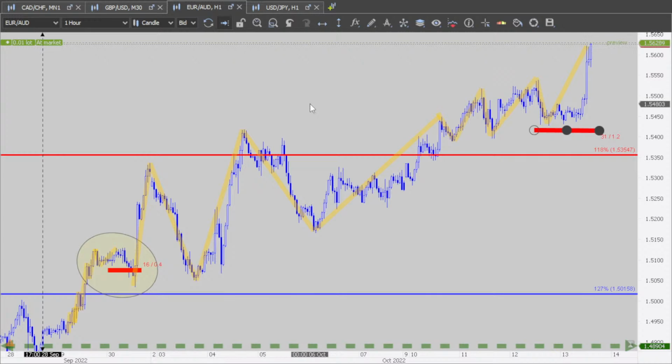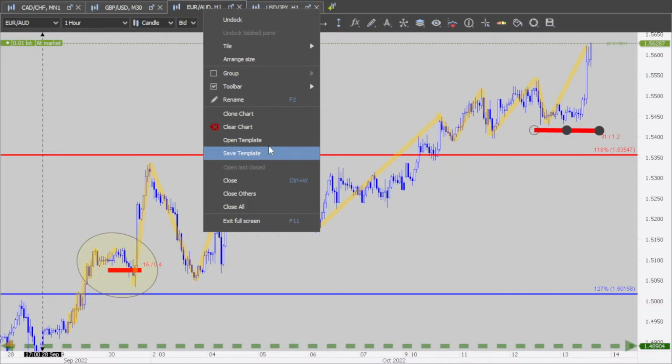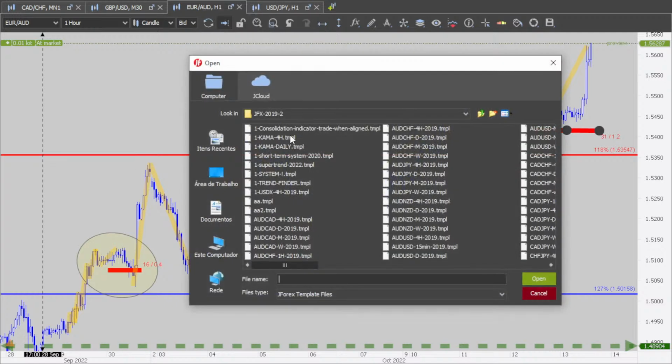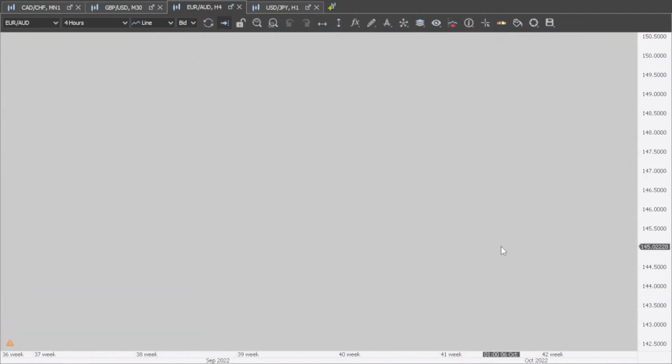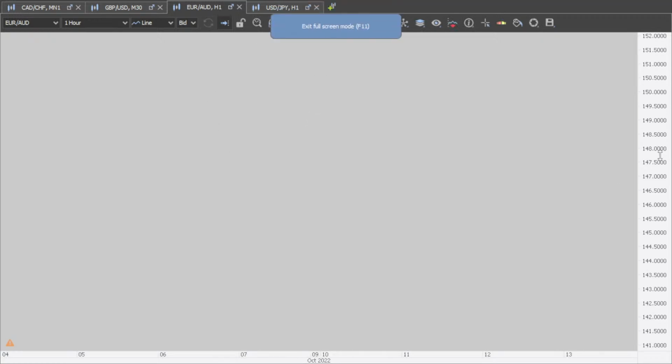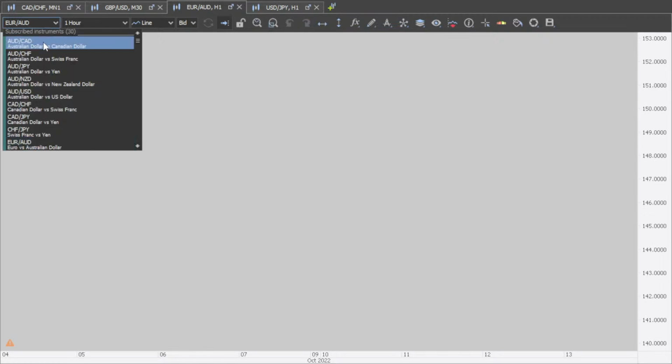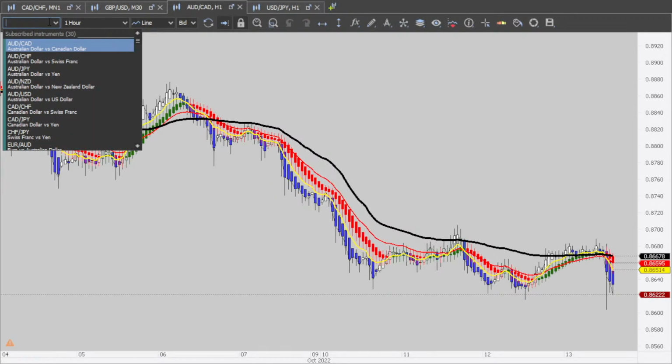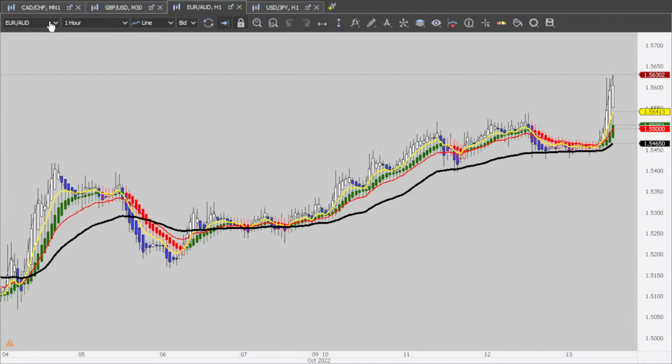If you would put the colors, right click, open template, I believe it's this one. Let's go on the 1 hour chart. Come on, Forex, too much stuff. Okay, so Euro CAD and Euro AUD, Euro AUD 1 hour chart.